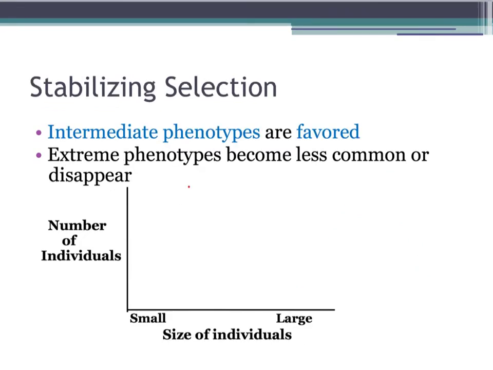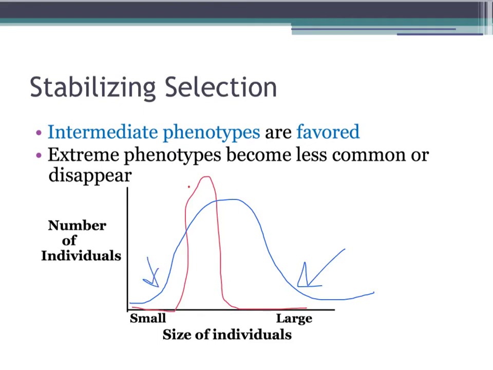So, stabilizing selection, intermediate phenotypes are favored. When it says intermediate phenotypes are favored, extreme phenotypes become less common or even disappear. So in this case, it would be like this. See the difference there? There wasn't as much of a drop off as in the normal distribution. Remember, normal distribution was kind of like this. See how there would be some people here, some people here? So intermediate phenotype just favors right in the middle.